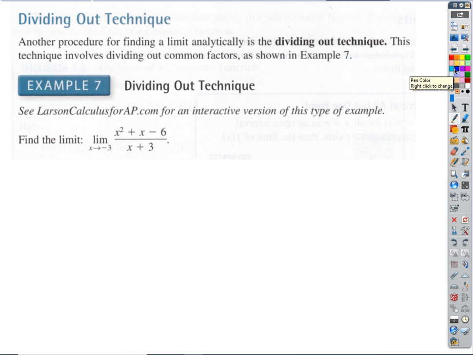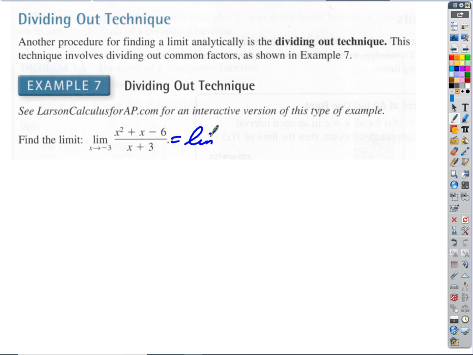Factor. Okay, but first you gotta plug it in. Direct. Okay, first we're gonna try direct substitution or direct evaluation, but we get 0 over 0. Good, so we gotta keep going, right? And this is one where we have a rational function, so we know we're gonna be able to use our dividing out technique.